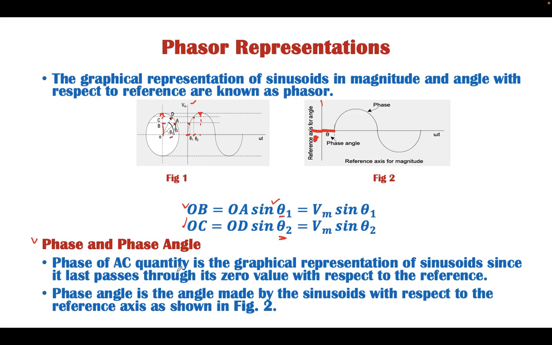The phase of an AC quantity is the graphical representation of the sinusoid since it last passed through 0 value with respect to the reference. This is the reference. It starts from 0, since it last passed through 0 with respect to the reference, and hence we can say this is the phase with respect to the reference, and by an angle it is different; that angle is known as the phase angle.